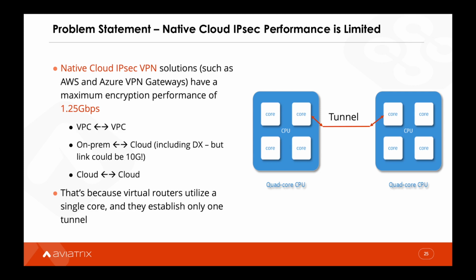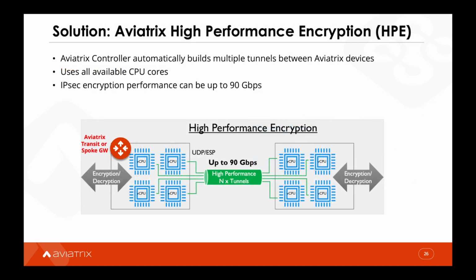And the reason why you get only 1.25 gigabits per second is because the CSPs don't optimize their code to take advantage of all available cores of the CPU. They only use a single core with a single tunnel. Aviatrix solution to this is high-performance encryption. When you use this feature, Aviatrix will utilize all available CPU cores to build multiple tunnels between Aviatrix gateways. Within the cloud, those gateways could be transit or they could be spoke. When connecting to on-prem resources, such as data centers at the edge of your cloud network, you can also use high-speed encryption at line rate.